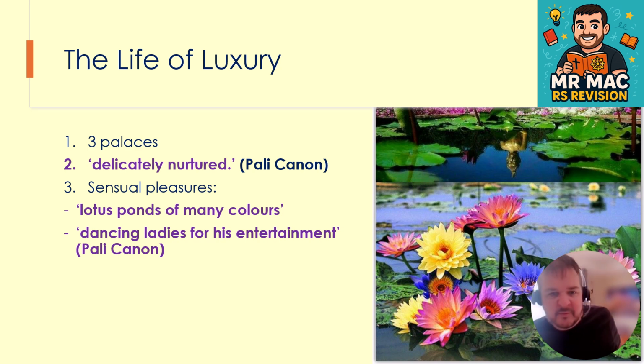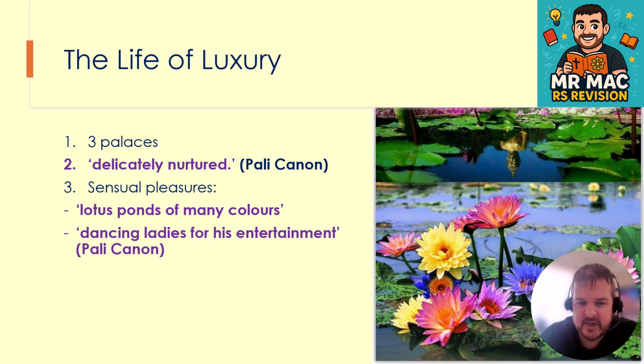So we had 3 palaces, one for the summer or hot season, one for the cold season, and one for the monsoon or rainy season. The really good quote on here, number 2, delicately nurtured, shows how his father protected him from suffering. The hiding of dead leaves, sick animals were hidden away, just so he wasn't tempted to go down that spiritual path. And you can explain the lotus ponds of many colours and the dancing ladies for his entertainment and all the great food he had, etc., that is listed in the Pali Canon, his wealth and life of luxury gave him the sensual pleasures of life.